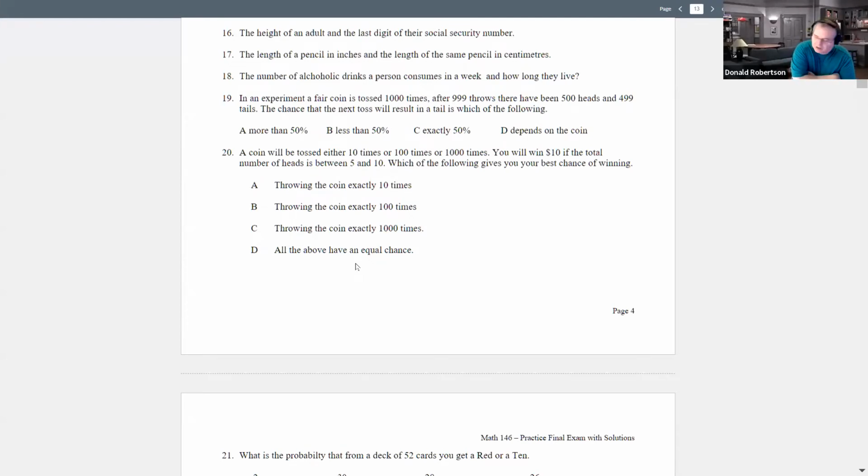Now, this question isn't a calculation question, it's just a logic question, right? An intuitive thing. So bear that in mind. Now, a coin is going to be tossed either 10 times, or 100 times, or 1,000 times. And you win $10 if the total number of heads you end up with is between 5 and 10 heads. So if you threw it 100 times, and the final result was somewhere between 5 and 10 heads, you win your money. If you do it 1,000 times, the same applies. So that's the gist of the story.